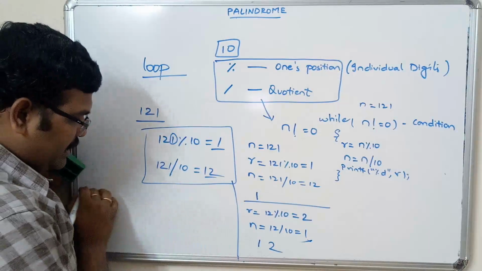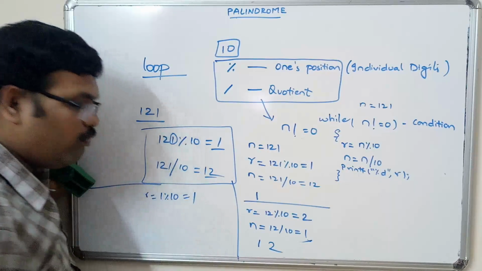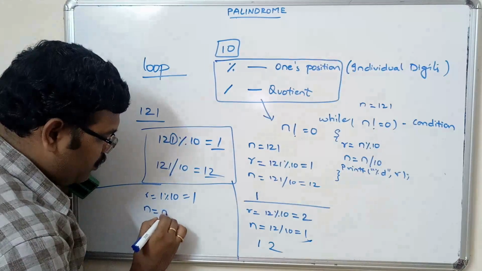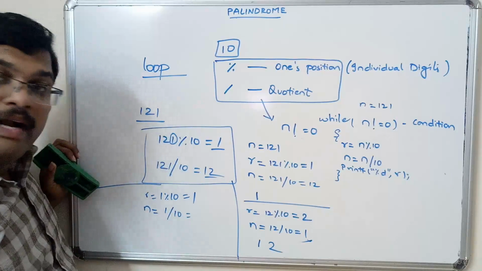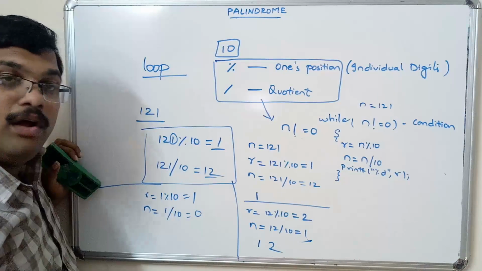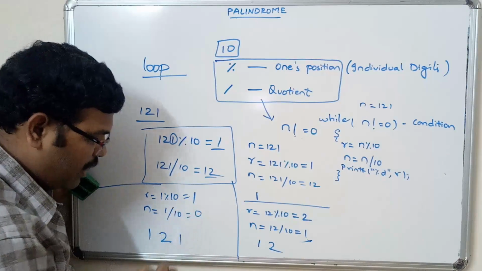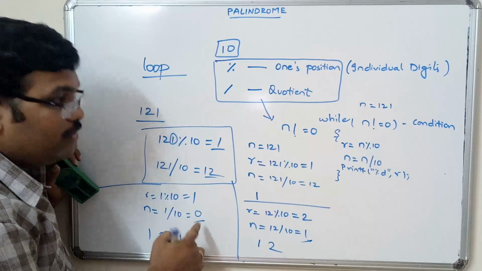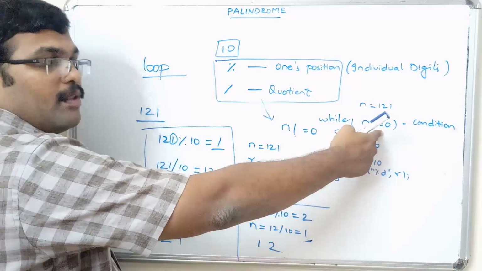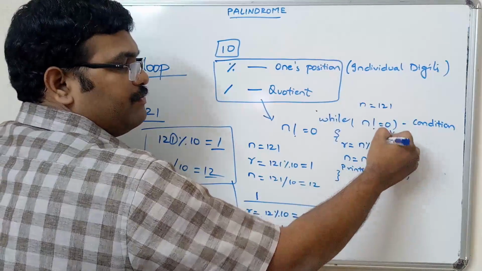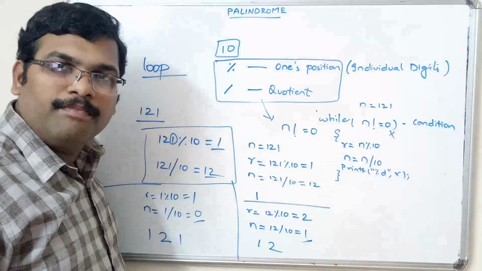So after the second iteration, now r is equal to 1 mod 10, which is equal to 1, and n is equal to n by 10, that is 1 divided by 10, which is equal to 0. Now print the r. So previous output is 1, 2, and now r value is 1. So n value is 0. Now again condition check, 0 not equal to 0. Right? So condition fails. So automatically the control will come out from the loop.